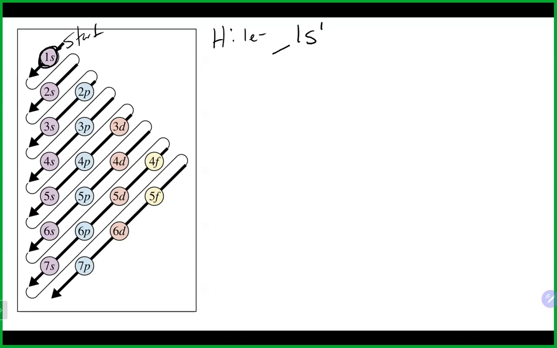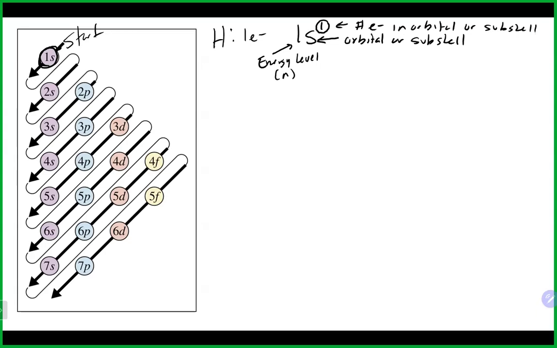Once again, here, the very first number tells you the energy level. That's that n number. This letter tells you the orbital or subshell that the electron's in. And the very top number tells you the number of electrons in that orbital or subshell. So it should be written like that, kind of regular size number, 1 in front, lowercase letter, superscript up on top, number.